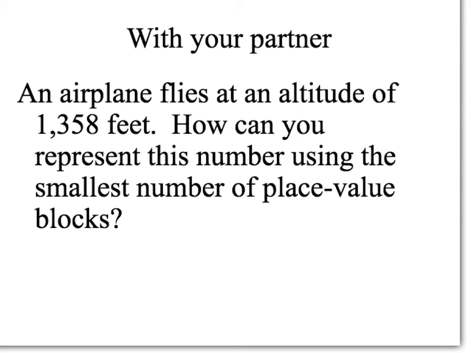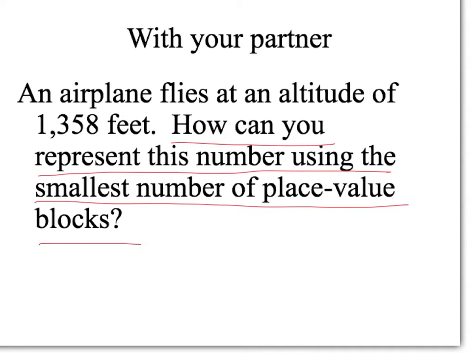It says, an airplane flies at an altitude of 1,358 feet. How can you represent this number using the smallest number of place value blocks? Now before you begin, it's always good to look at what the question is actually wanting you to answer. So it says, how can you represent this number using the smallest number of place value blocks?